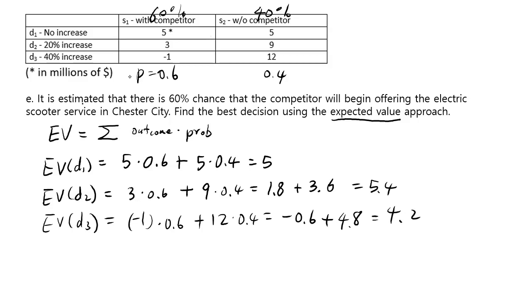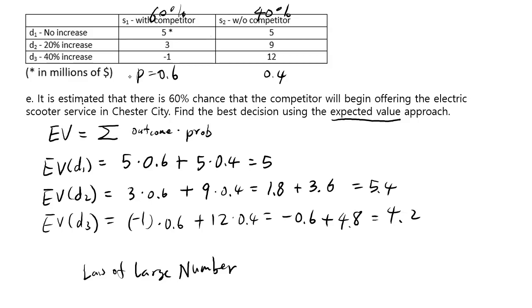So after this calculation, we see that decision 2 has the expectation value of 5.4 million. Now, let me explain what this means. Suppose the company was facing such a decision many times, and then there is something called the law of large numbers, which says that if you repeat a certain event many times, then the outcome will closely follow the probability. So if the company faced 100 such situations, then out of 100, close to 60 times it will be with a competitor, and close to 40 times it will be without a competitor.